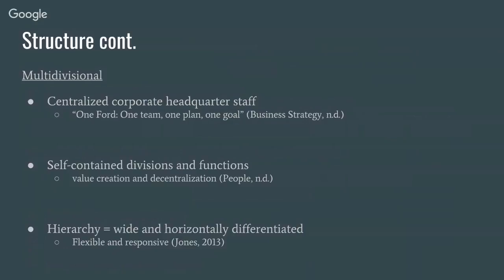Functions that support Ford's operations are self-contained in separate divisions so that they are specialized and focused solely on value creation. Ford's CEO, Jim Hackett, and Executive Officer William Ford Jr. oversee the vice presidents and managers of each division, making for a very flat and wide hierarchy. According to Jones, an organization should keep their hierarchy as flat as possible to keep value creation high.